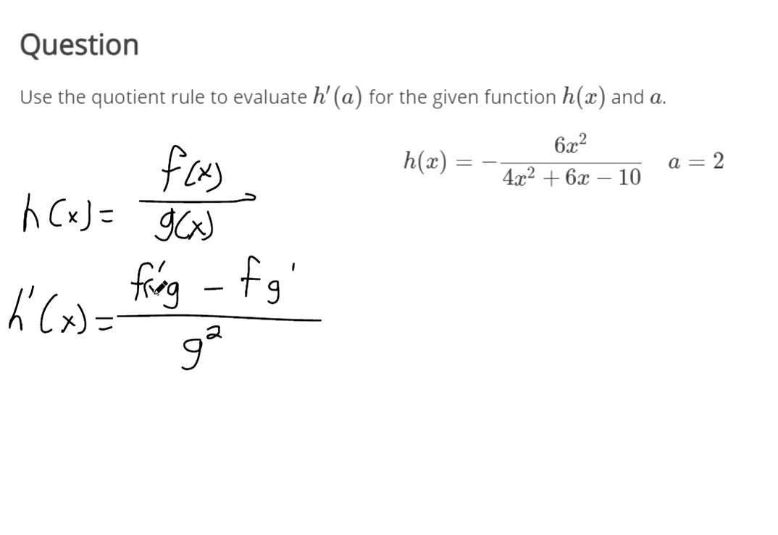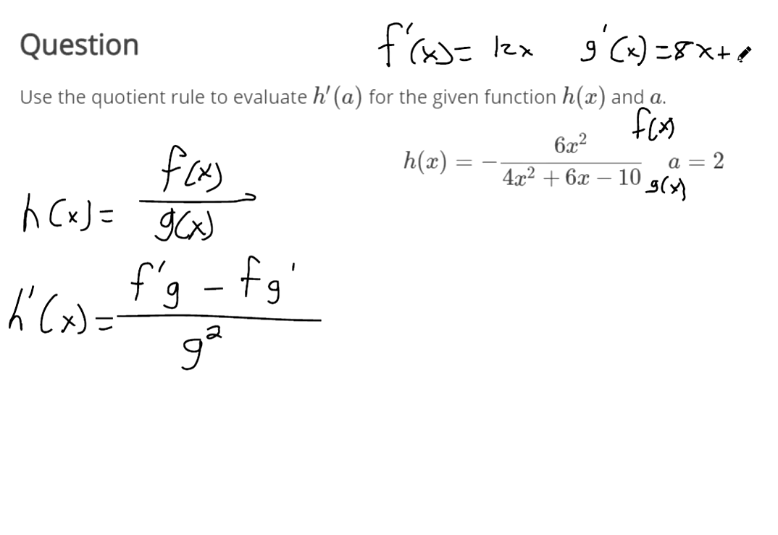And note that you could write this as g of x. Just writing f and just writing g, that's shorthand for f of x, g of x. Okay, so this could be our f of x, and this could be our g of x. So we want to know what f prime of x is. It is 12x. G prime of x, using the power rule, is 8x plus 6.